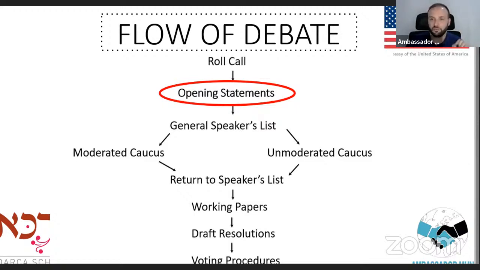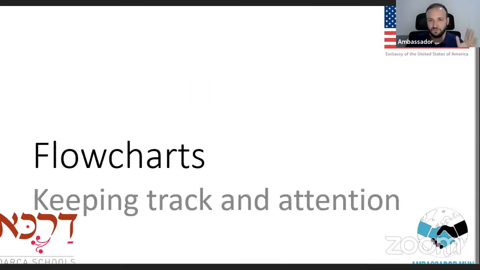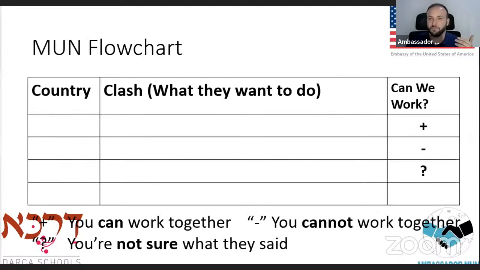What I would like us to practice again, because I don't expect anyone here to remember what we did last week, I ask again that everyone make themselves a flow chart. Let's get some practice using flow charts. Flow charts, for those who were with us last week, are these pages where we have our students write their country, write down the clash of the other students, and can we work together, plus minus question mark.